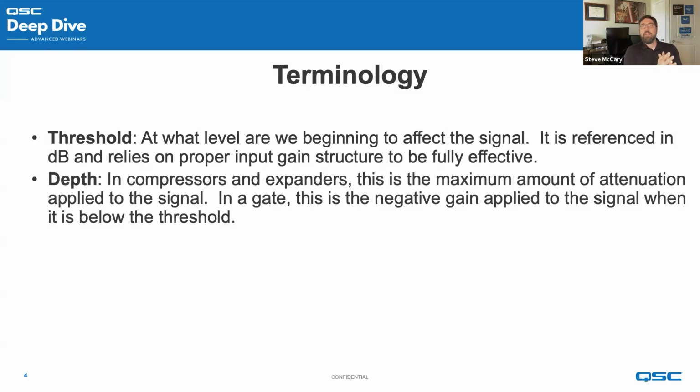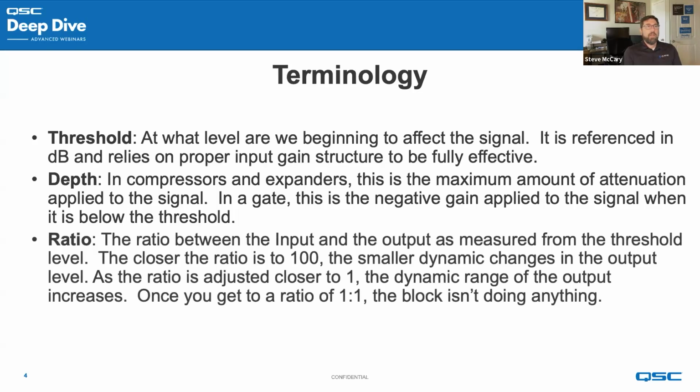The depth. When we're talking about compressors and expanders, this is going to be the maximum amount of attenuation that we will apply to the signal. In a gate, this is going to be negative gain applied when we are below the threshold that we just discussed.